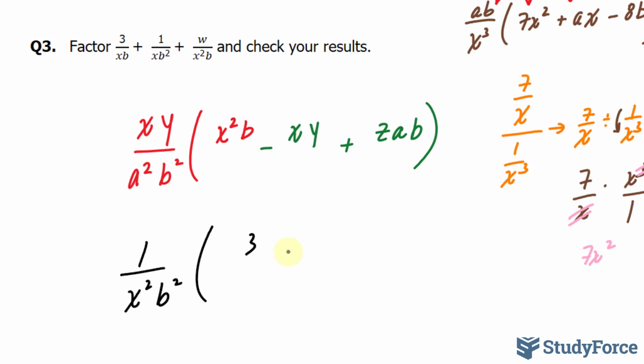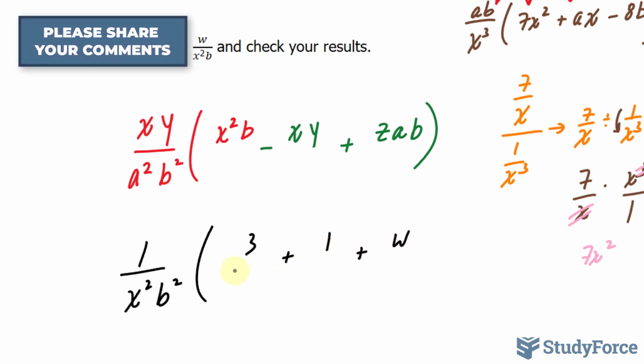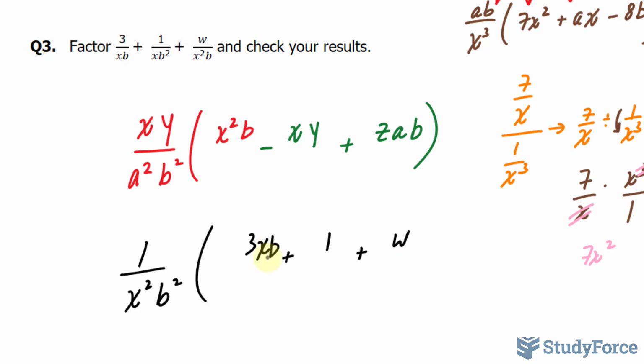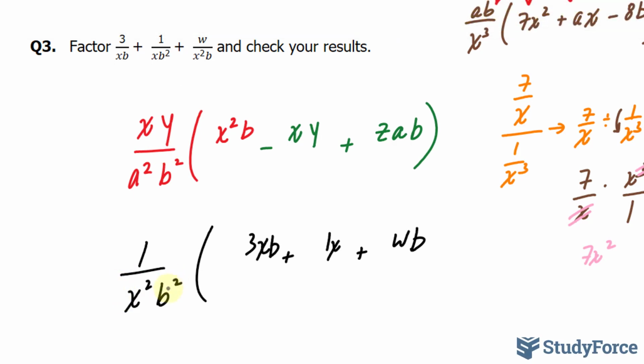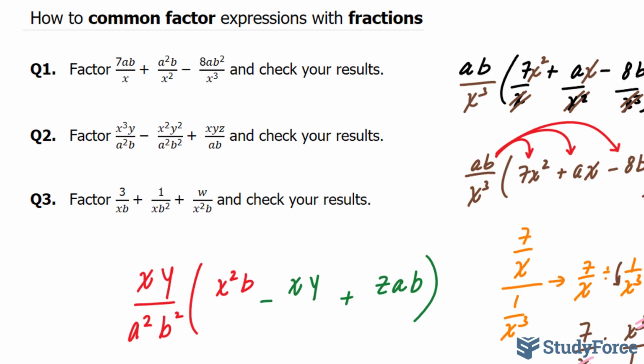numerators. And my denominators we write down an x beside the 3 and a b beside the x. For this term, we write down an x beside the 1 and nothing else, because b to the power of 2 over b to the power of 2 is 1. And for this w, we don't write down any x's, but we do write down a b, because this x squared and this x squared will cancel out. B to the power of 2 over b is b. And there you have it. 3 examples on how to common factor expressions with fractions.